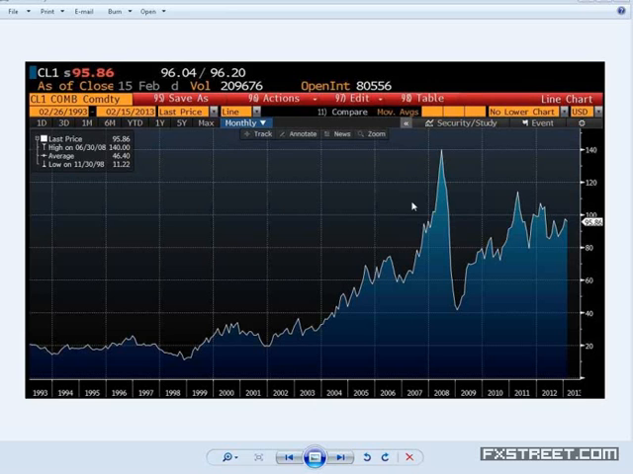So from here, let's just take the middle of 2008. Okay, that's 1, 2, 3, 4, 5, 6.5 years. That's a 7-fold price increase from 20 to 140. And actually, I think it was close to 150.